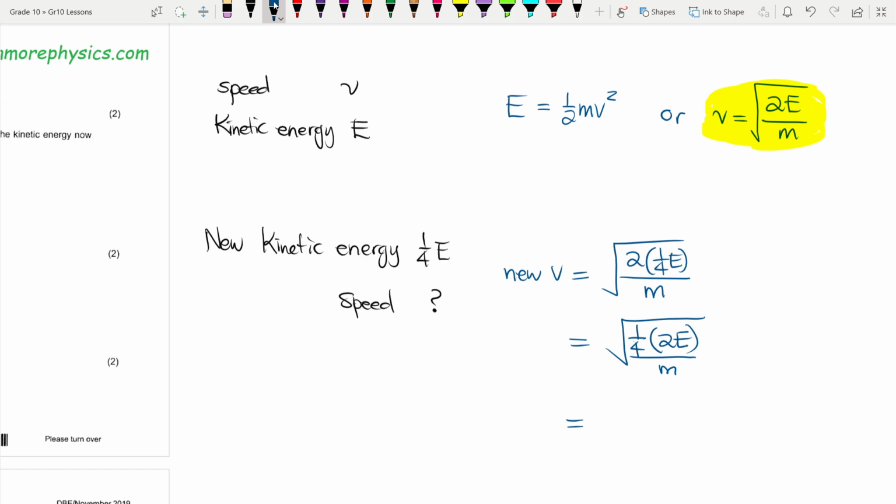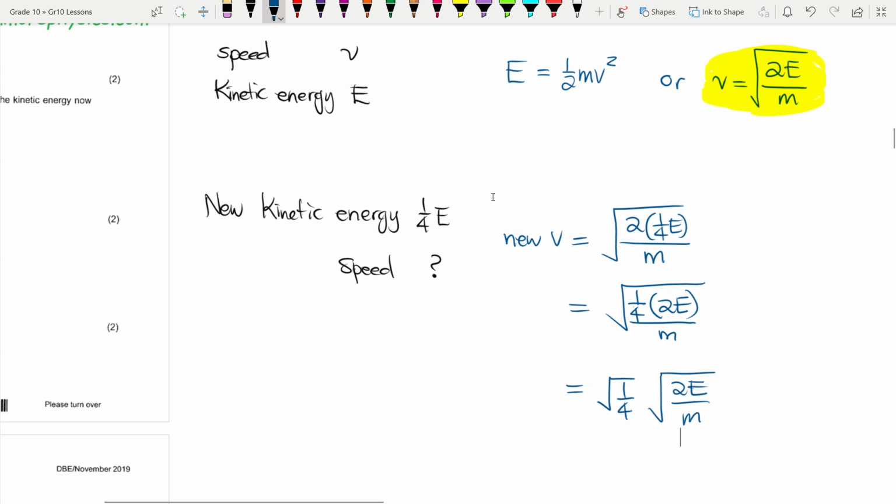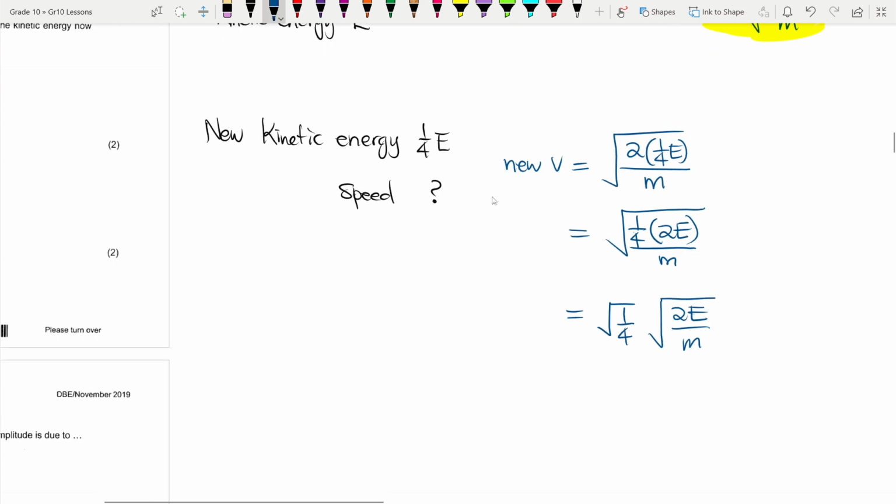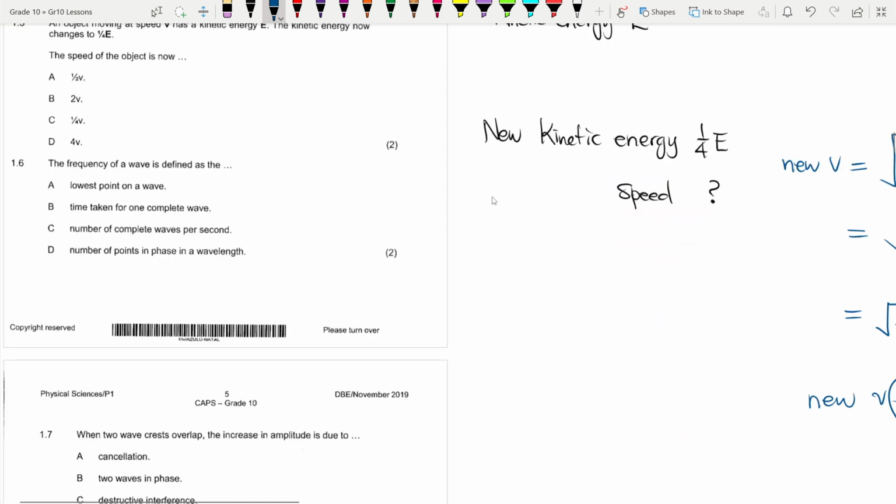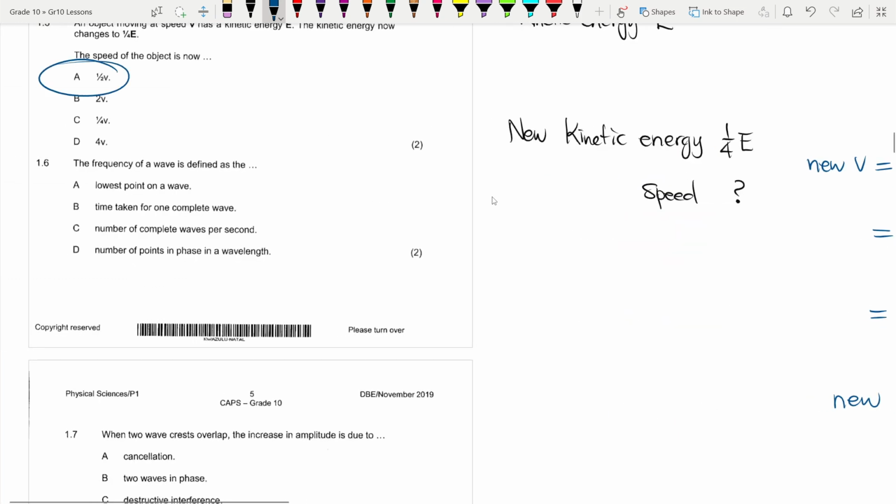Therefore, you know that this can be written as the square root of 1 over 4 multiplied by 2E over M. Are you aware of that? Yes, sir. But we recognize the square root of 2E over M as just V. And the square root of 1 over 4 is how much? It's a half. So the correct answer for this is half V.